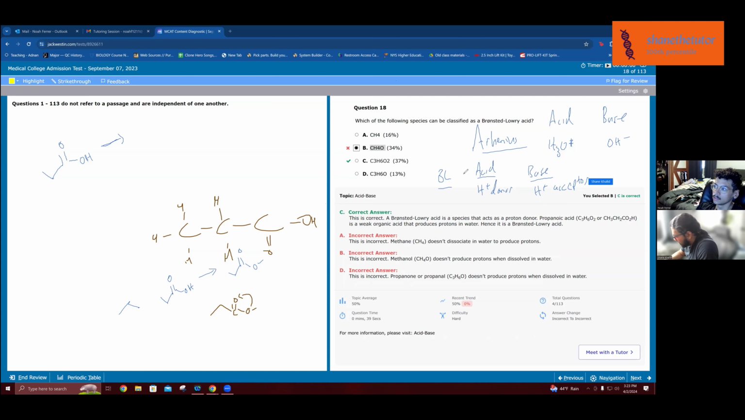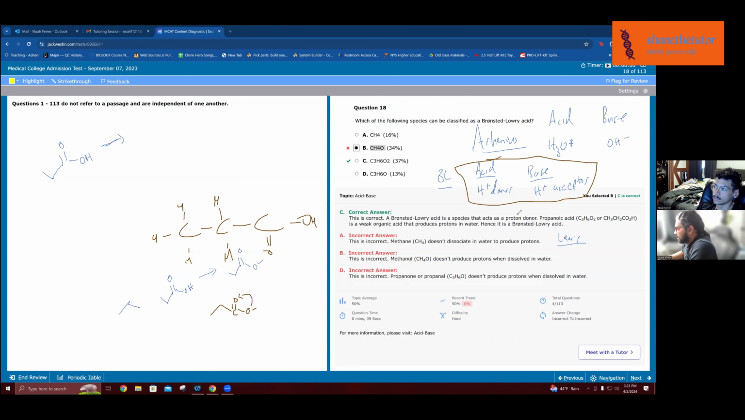Now you could also have Lewis acid. Wasn't that what I was saying earlier about deprotonation and protonation? I think at first you were saying a proton donor or something like that, but yeah, you got it.